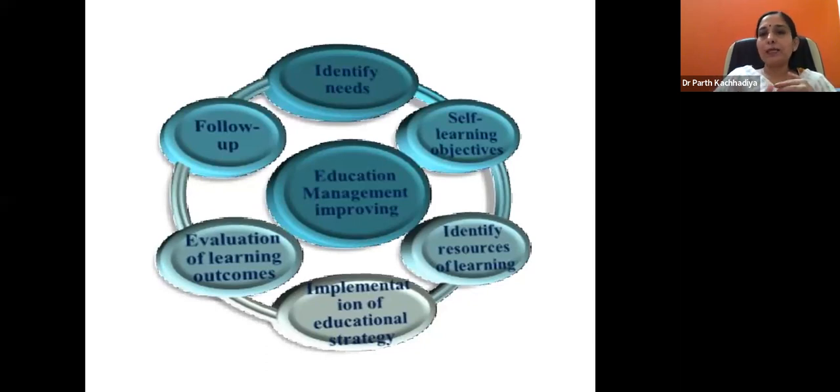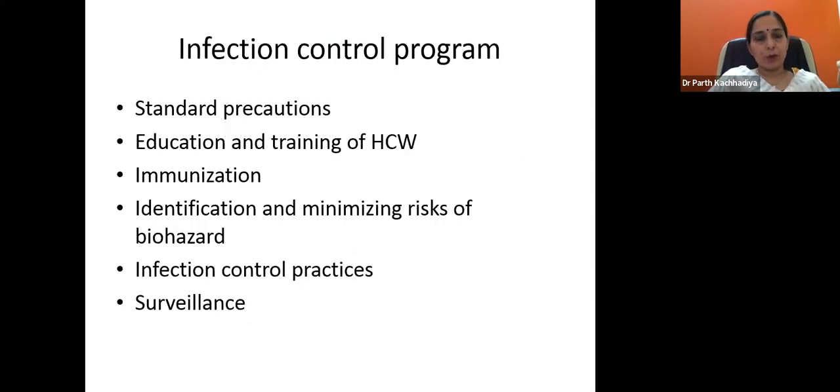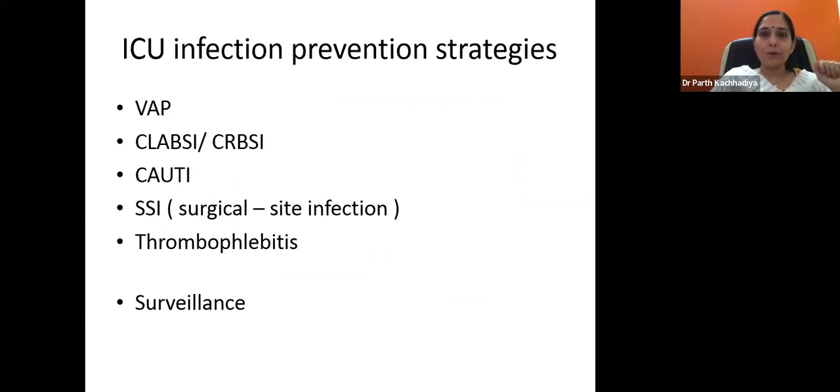If we are into the self-learning objective and continuously into this process, then definitely we will evaluate in a better way and we will be able to give the best outcome in infection control. So what is an infection control program? It comprises standard precautions, education and training of the healthcare workers, immunization, identification and minimizing the risk of biohazard, infection control practices and surveillance. So now my next slides would be on the infection control practices, what we are doing in the hospitals.